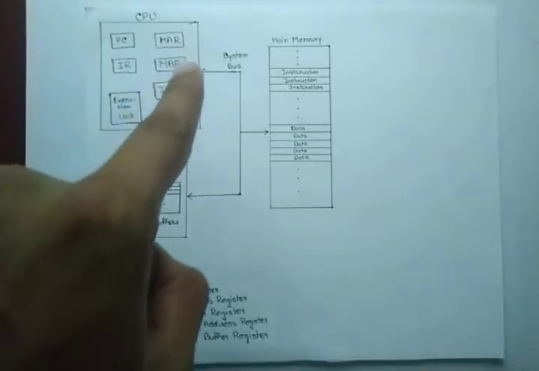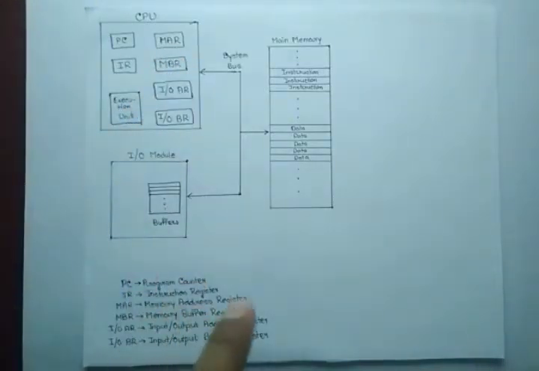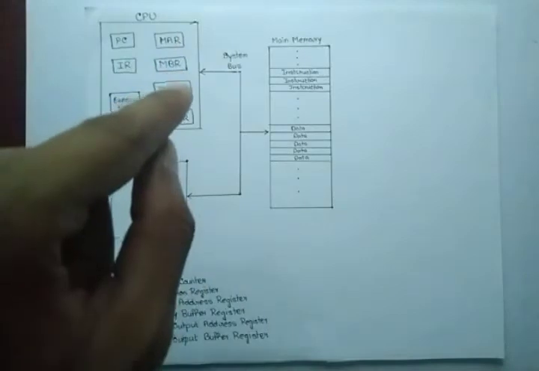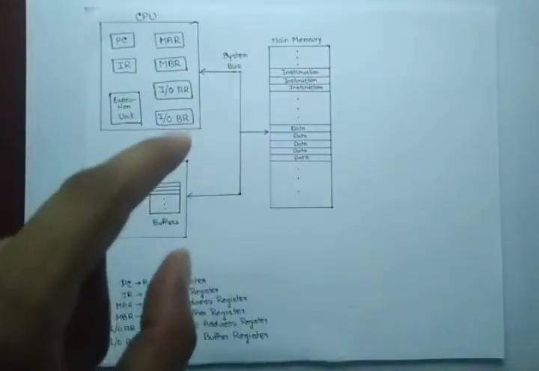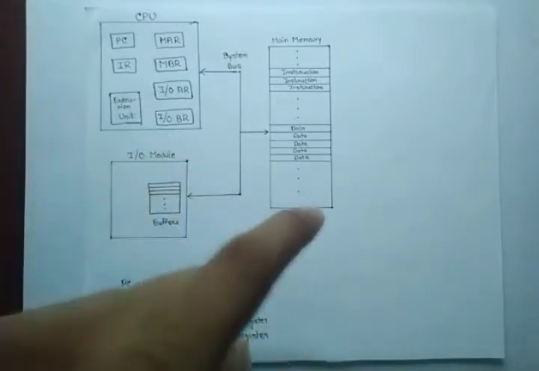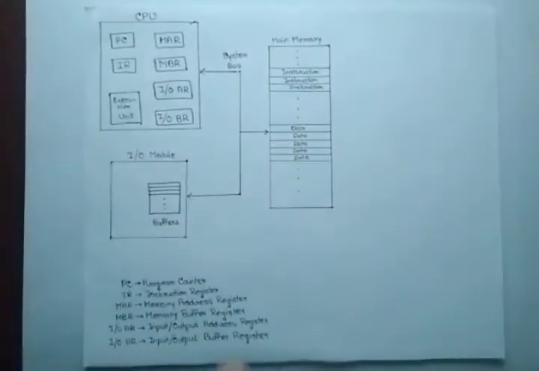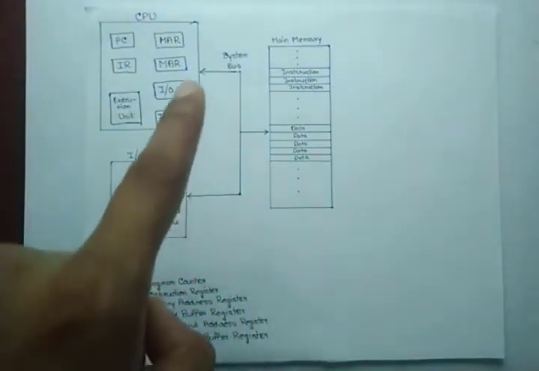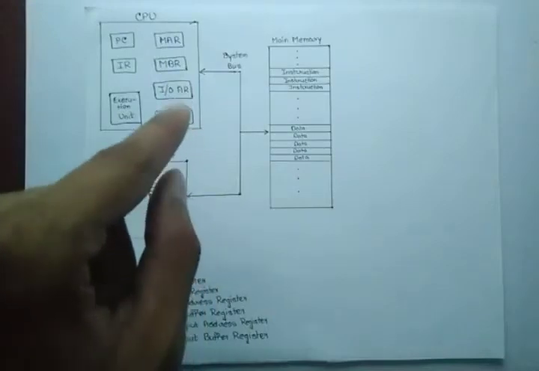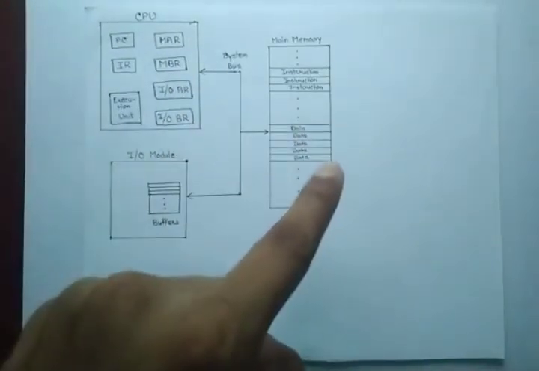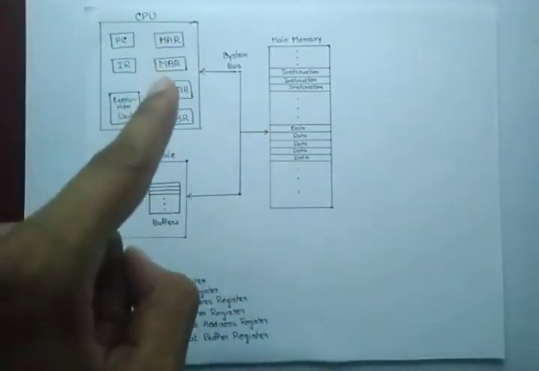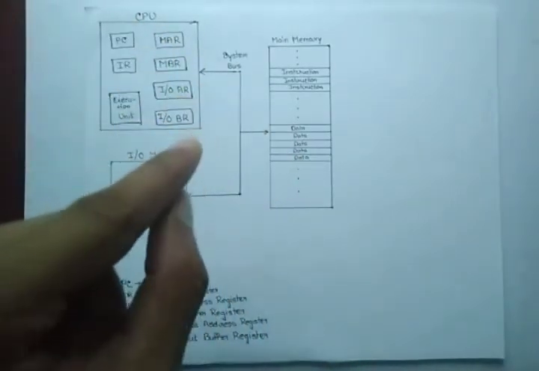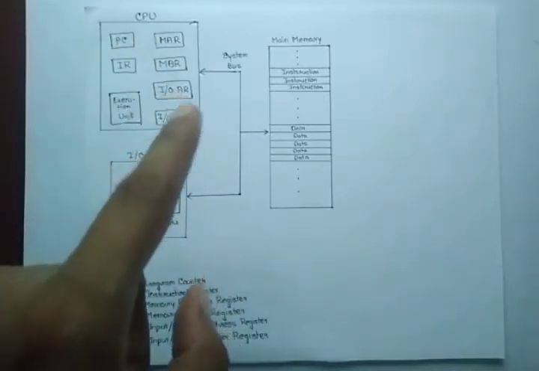Then we have the MAR. It stands for memory address register. Now this stores the address of the particular instruction or data which needs to be executed or processed, which is there inside the main memory. Then we have the MBR, which stands for memory buffer register. Now this MBR stores the data which needs to be transferred to the main memory, or which is right now being fetched from the main memory for the processor for the processing of the instruction.